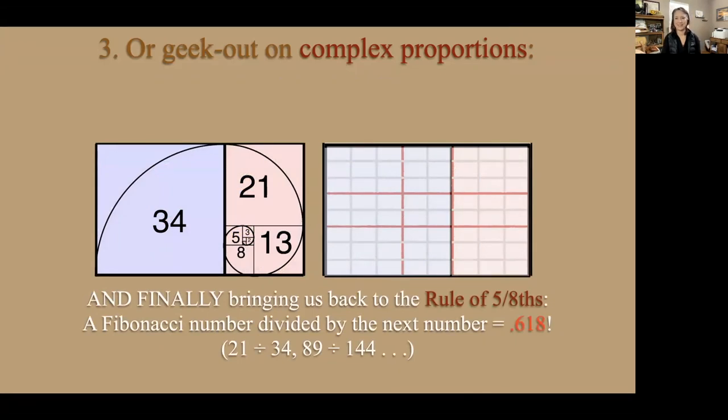So here's the final, just to geek out. If you take a Fibonacci number and divide it by the next number, so on that square, say we take 21 and divide it by 34, you get 0.618. Choose any of them, it works.